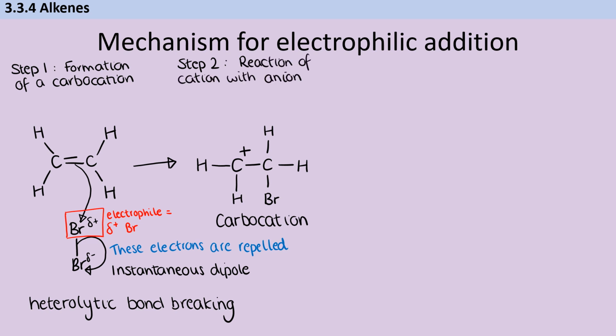And then that carbocation is going to react with the anion that's been left over. So when that bromine molecule split apart, the slightly positive bromine atom ended up joining together with the alkene to make the carbocation, and then the other atom formed a bromide ion, a negatively charged ion, and that is now going to attack that carbocation. And this is going to make our product. So we now have a dibromoalkane.